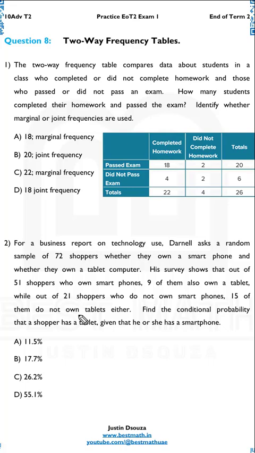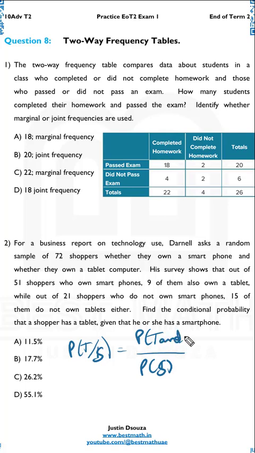Here, the conditional probability, what is the condition? Given that the person has a smartphone, so probability of T given S. Basically, this is the condition that everyone has a smartphone. That's going to be down: probability of having a smartphone. But what is up over here? Probability of a person having a tablet and smartphone. This is the formula.